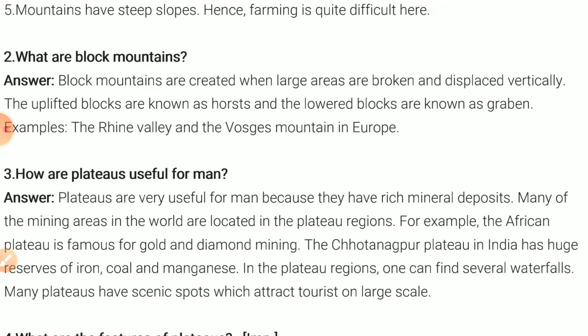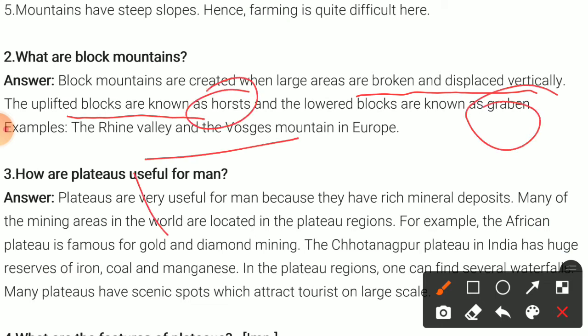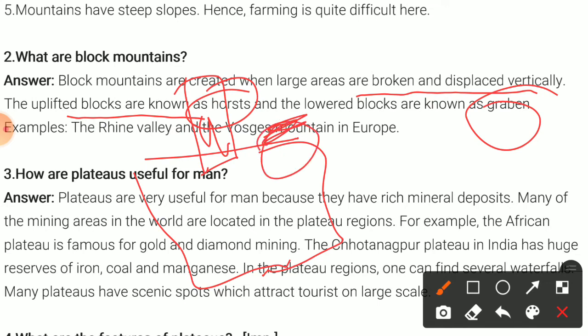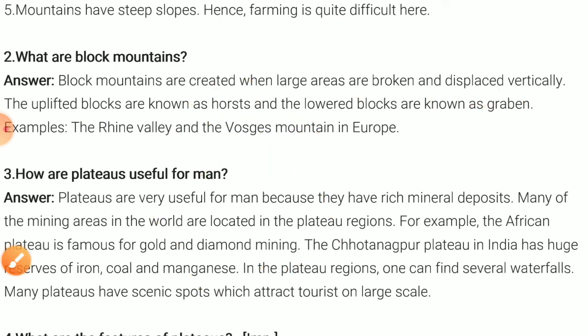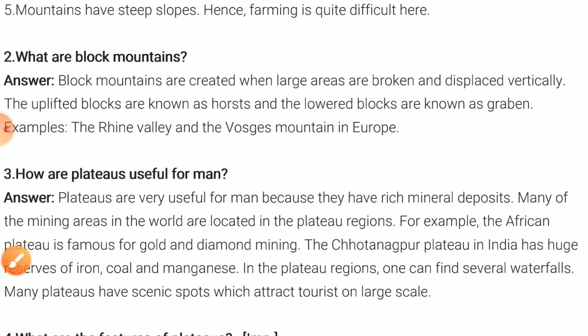What are block mountains? Block mountains are created when a very large area is broken and displaced vertically. The uplifted blocks are known as horsts and the lower blocks are grabens. As I told you, the upper broken part vertically uplifted is what we call a horst, and the small lowered part is what we call a graben. The Rhine Valley and the Vosges Mountains in Europe are examples of block mountains.